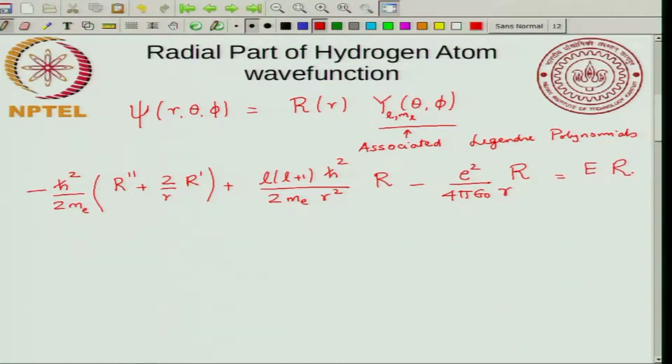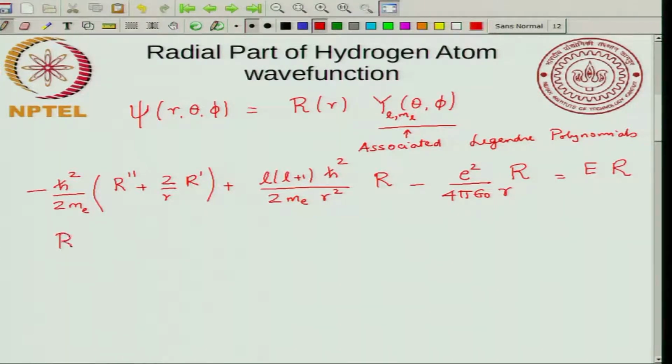So, the left hand side is the Hamiltonian operated on R, and the right hand side is E times R. Remember, this capital R is a function of small r, and R double prime is just d square by dr square, and R prime is d by dr. Now, I will just rearrange this a bit. So, just take the minus h cross square by 2 m_e to the right side and then just pull everything over to the left.